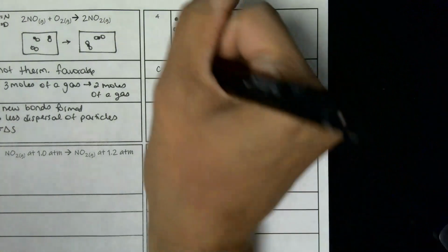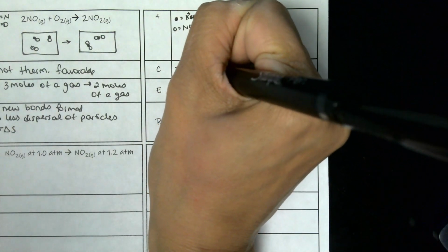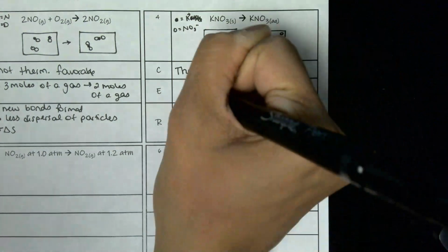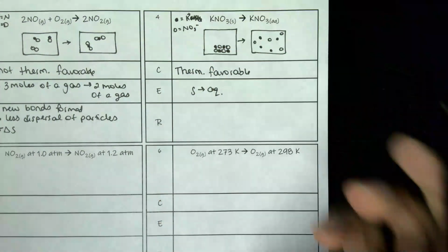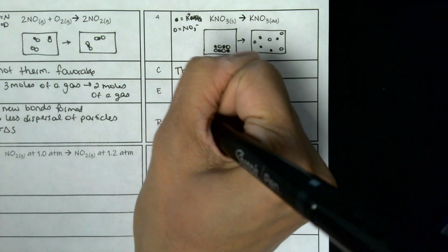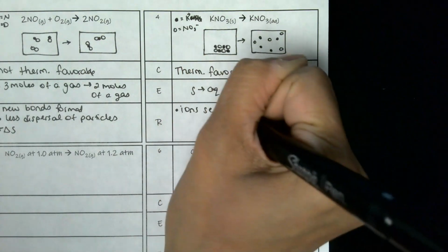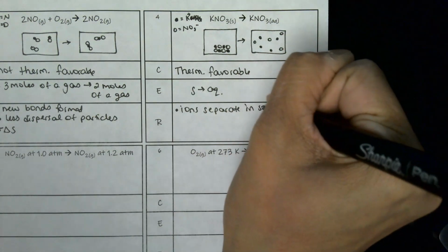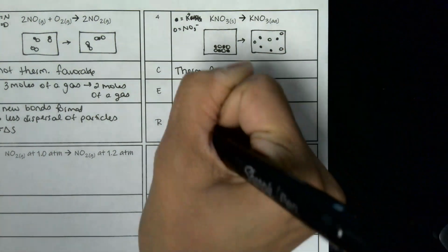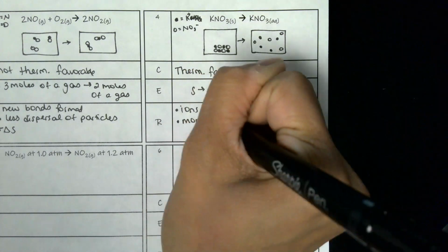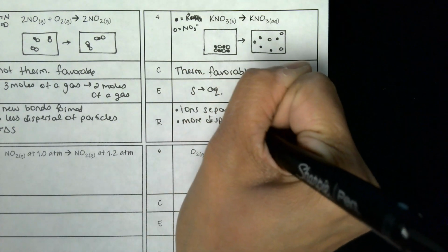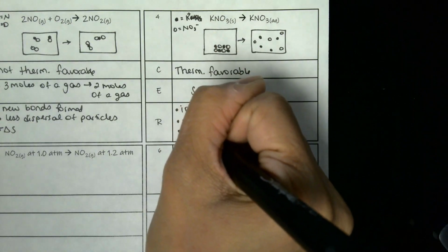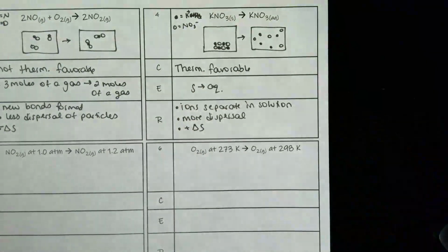So here, this is thermodynamically favorable. We go from a solid to an aqueous solution. So here, our ions separate in the solution. We have more dispersal. Our delta S is positive.